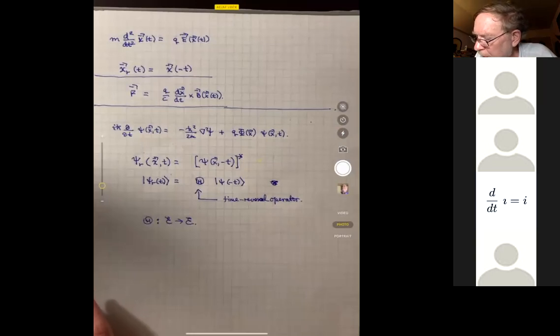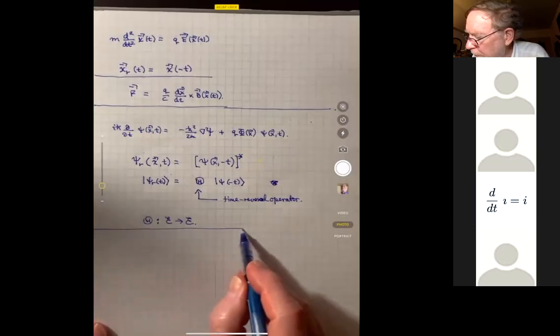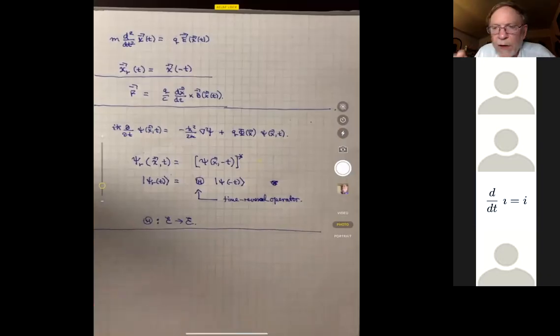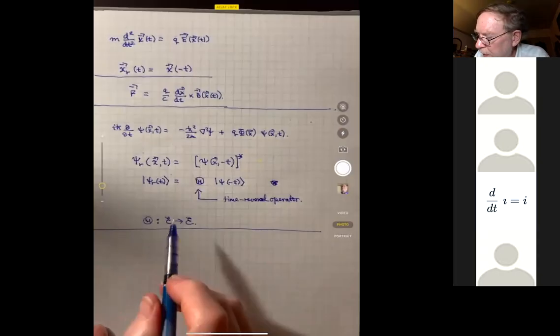Okay, now this is the time reversal operator, and our goal is to study it and to find out what it is for more general systems, general quantum systems, including spin and things of that sort. More or less what we did with parity a minute ago, but now for time reversal. Before I do that, let me note some things.